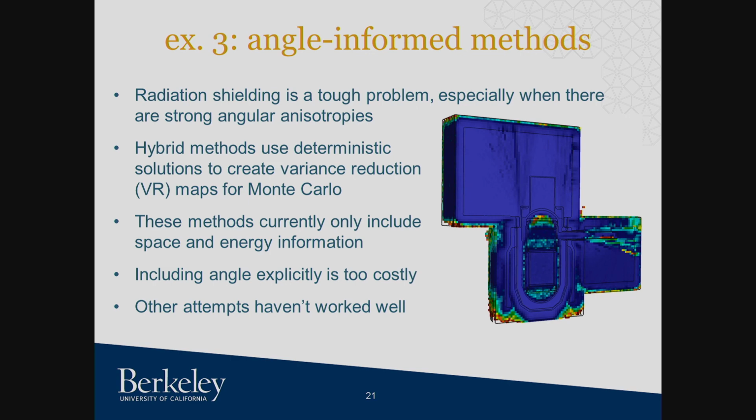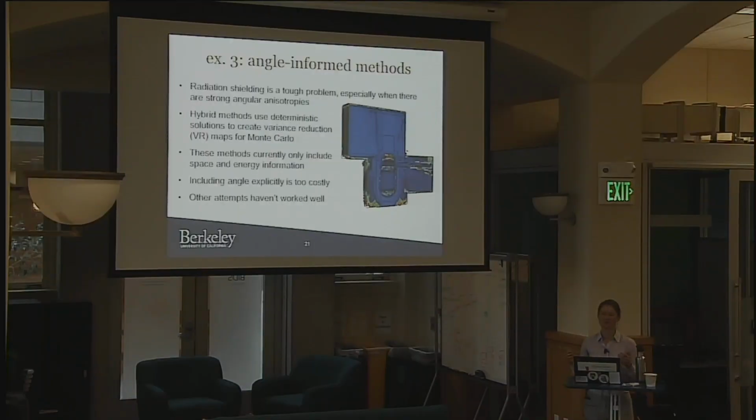So figuring out a way to include angular information is important in a lot of key problems of interest that have to do largely with monitoring and strategic detection. But including angle explicitly is really expensive because figuring out how to sample from an angle map and map back into continuous angle is more complicated than space or energy. And it makes the variance reduction maps really big, and the lookups become expensive, and it just isn't a big win.